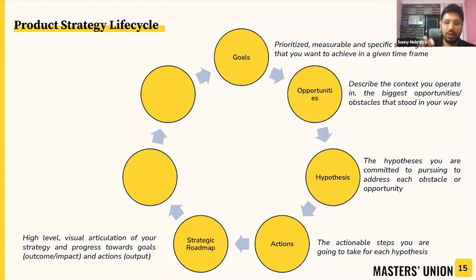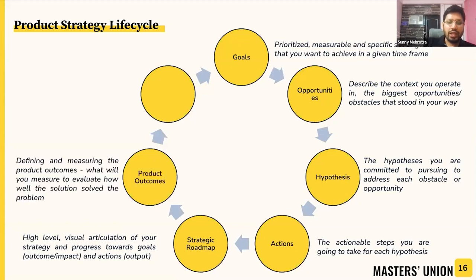Again, a very thin line between strategy and roadmap, as we discussed previously. But this roadmap is eventually a very high-level visual articulation of your strategy and progress towards the goals. And then comes your product outcomes, where you define your outcome. What exactly do you want to solve for? What is the customer user journey that you are building towards?